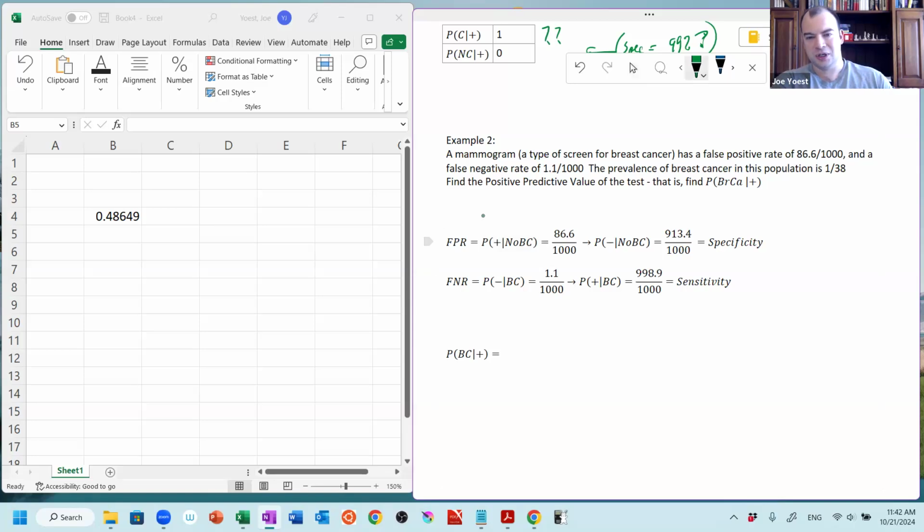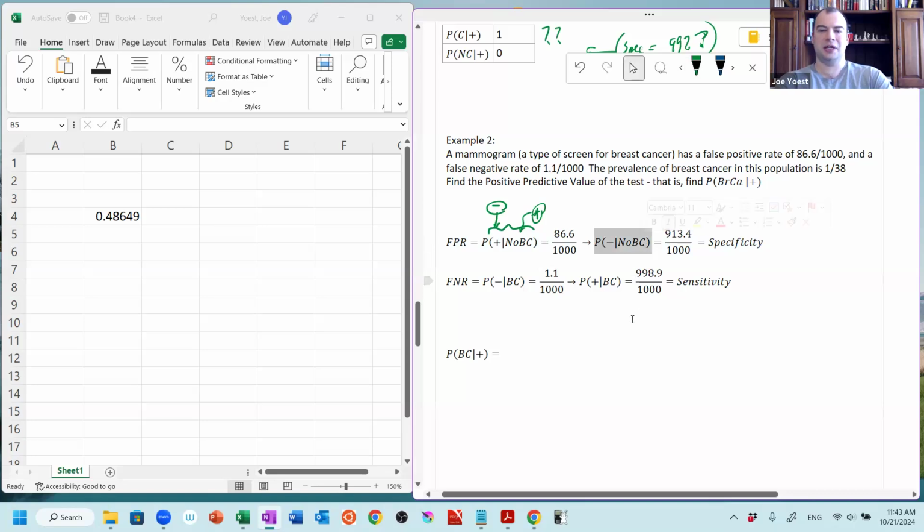Now, what's the complementary event to this? The complementary event is changing positive to negative, but keeping the population the same. Here we're looking at the population of folks, of the age and sex that gets mammograms, that do not have breast cancer. Those folks can either come up positive from the mammogram, or it can come up negative. So that is the complementary event. Probability of negative given no breast cancer is 1 minus this, or 1,000 over 1,000 minus 86.6 out of 1,000. That's 913.4 out of 1,000.